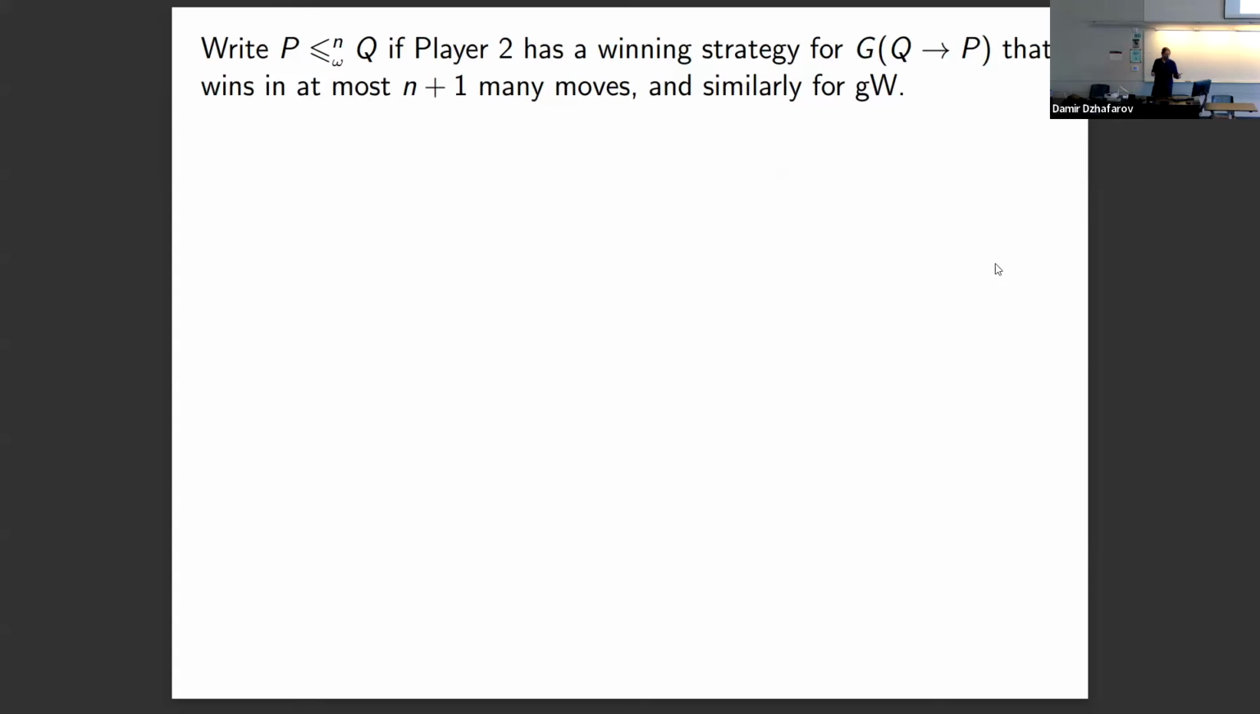And similarly for GW. The reason I say n plus 1 many moves is because winning in one move is the one where you don't use any instances of Q. Winning in 2 moves, use 1 instance. So what I'm counting is the number of instances, right? Just because we started at move 1 instead of move 0. So this is a notion of how many instances of Q I need to do P. If I have omega there, it's non-uniformly. If I have GW, it's uniformly. So here, again, we can get a much finer gradation and a much finer analysis of these problems.